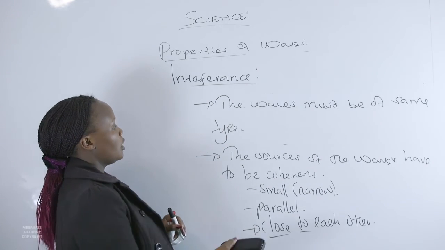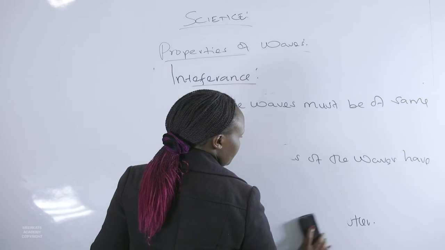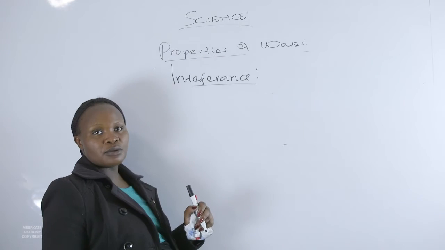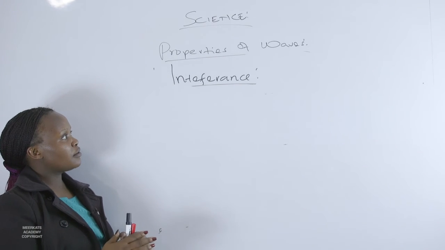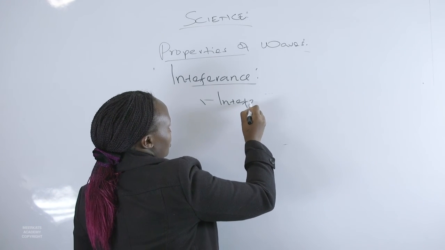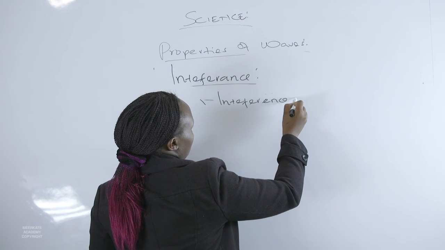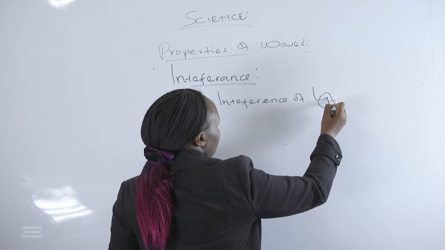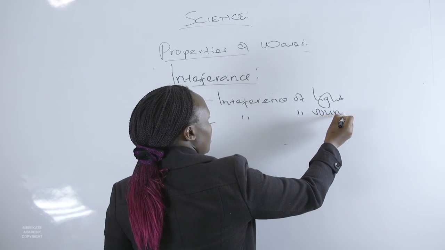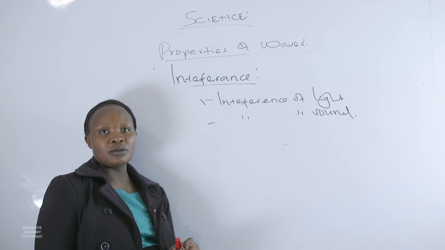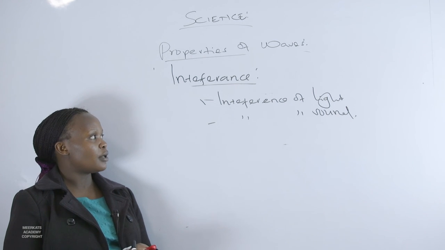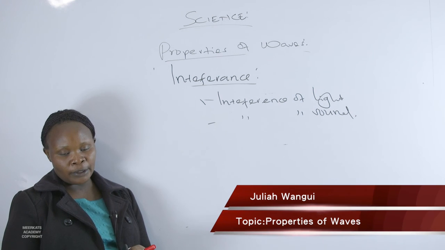Now we are going to look at two situations in our daily lives where we shall look at interference of light and interference of sound waves, so that we can explain why things happen around us the way they do. But that should be in our next lesson.